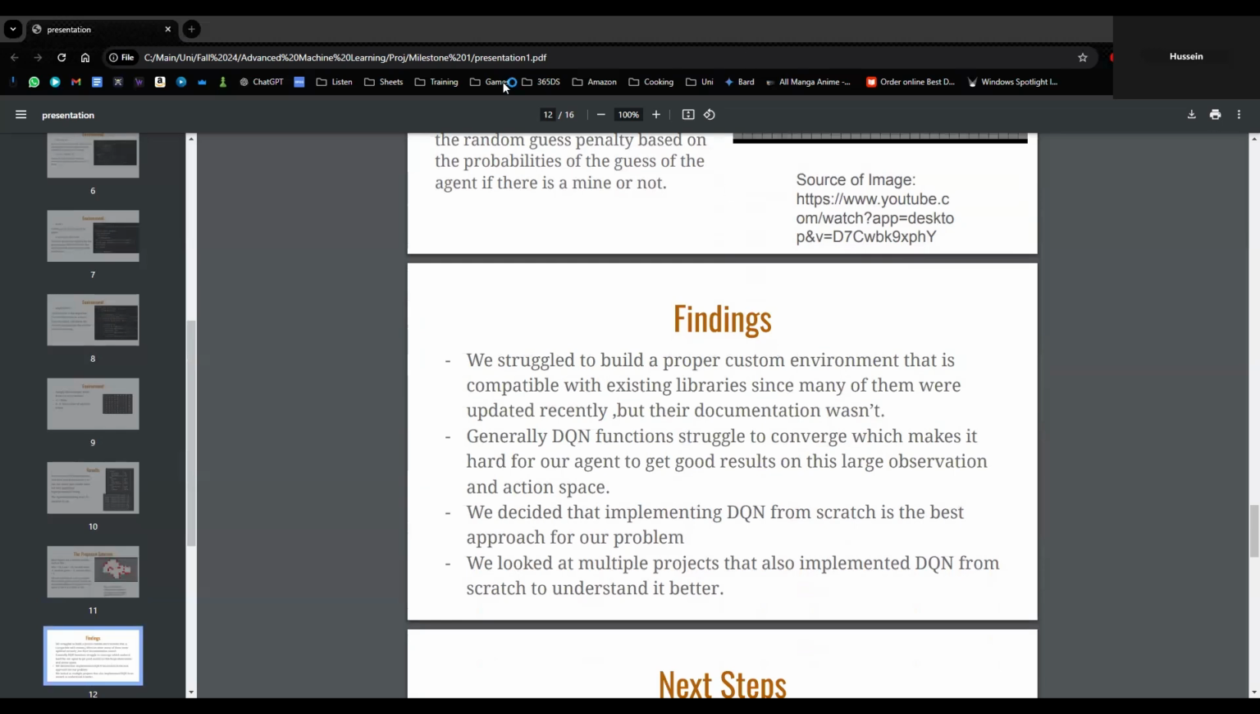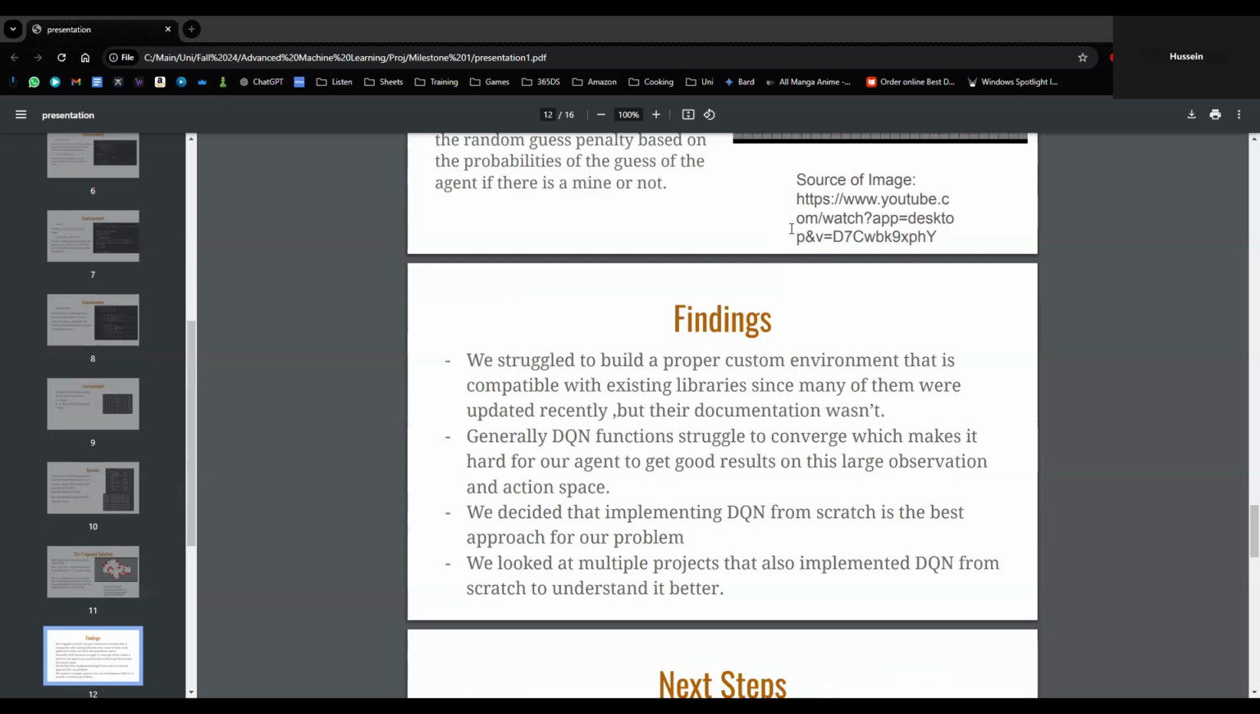Our interesting findings: first, we had a lot of issues with building a compatible environment that could use other libraries for DQN, or the Gymnasium environment library, which has a lot of integrations with other libraries, so we can run our model. After fixing that, we found that most DQN functions seem to just struggle to converge and get good results from our agent after trying multiple libraries.